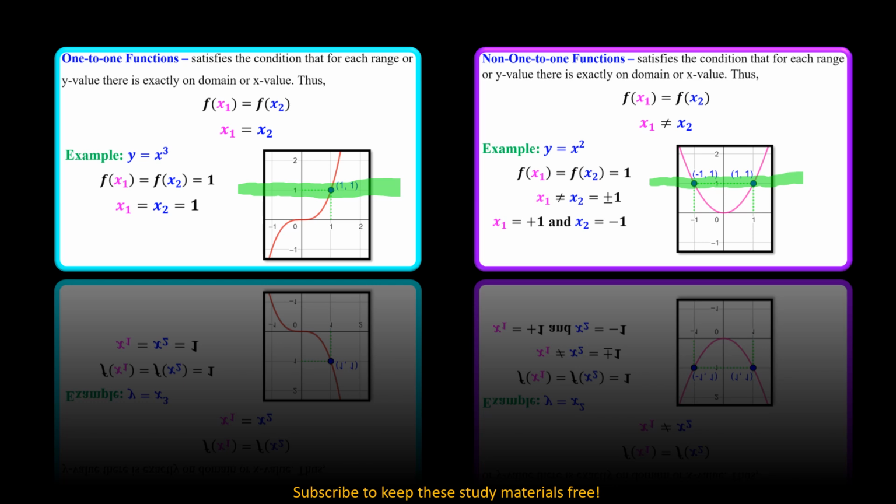it is not one-to-one. Also note that x squared is an even function and x cubed is an odd function. Keep these facts in mind as we move through our questions.